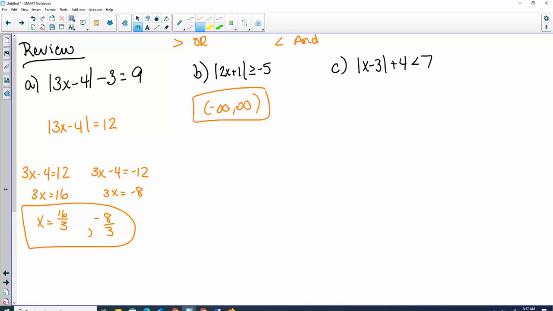What if it had been a less than? When is an absolute value less than a negative? Never. So it would have been no solution. All right, C. What do I have to do first here? Get that absolute value by itself, so subtract our 4.